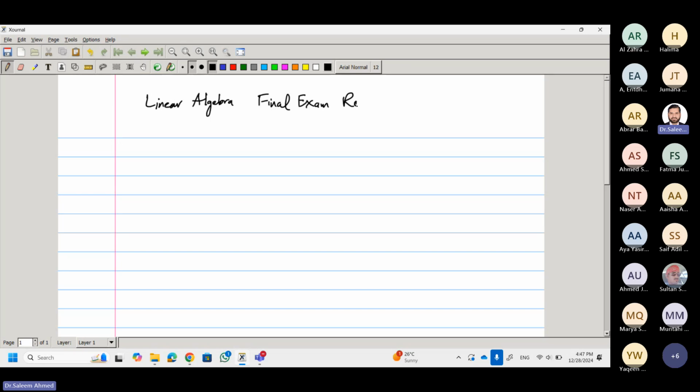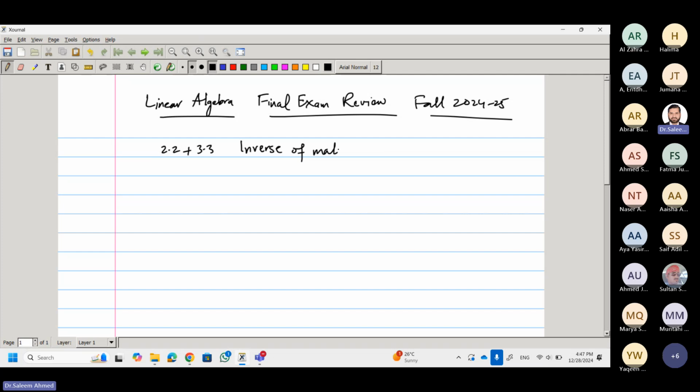Final exam review, fall 2024-25. So basically, let me just break down, which we had in the email as well. I said from 2.2 and 3.3, we have the inverse of a matrix. Inverse of a matrix has two methods. One we studied in 2.2 and one we studied in 3.3. So one question you can expect is finding the inverse of a matrix, A inverse. You can use any method. I did not bind you to use this method.